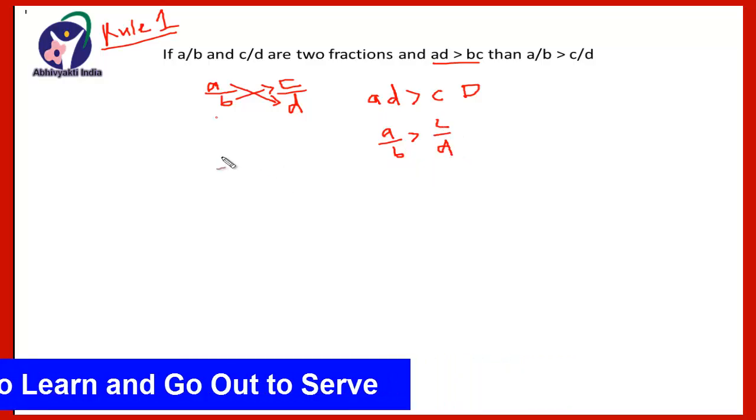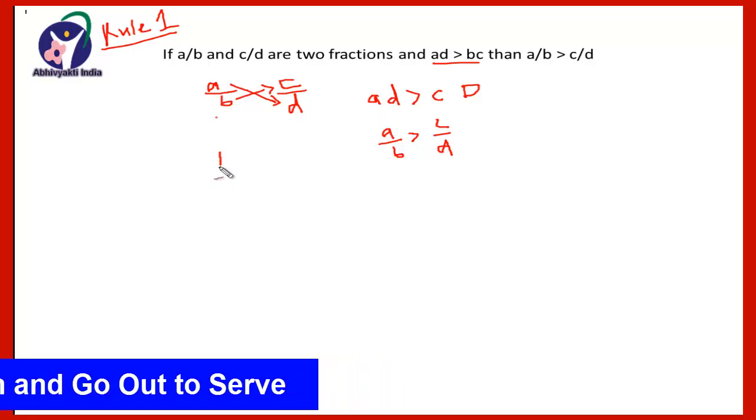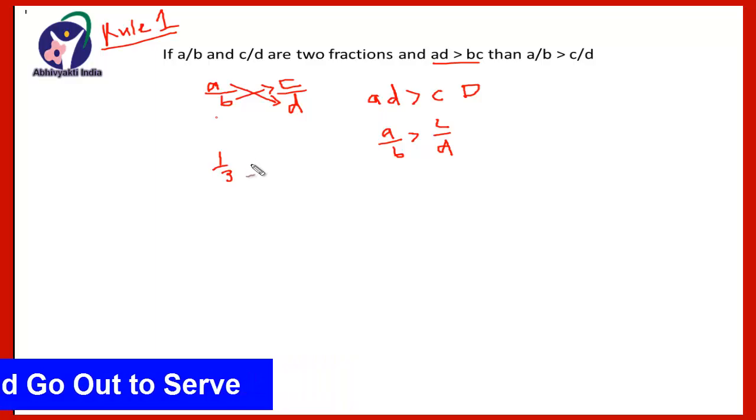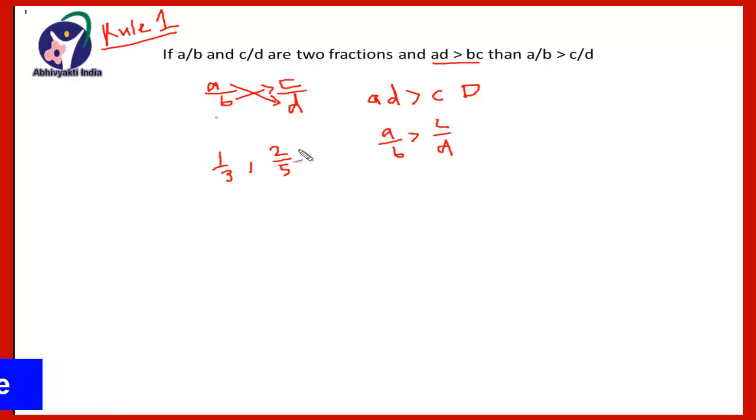Just take one example, that 1 by 3 and 2 by 5 are the two numbers, and we have to find which one is the greater out of these two. Some solve just by converting it to decimal form and then say which number is greater, but here it is better to cross multiply.